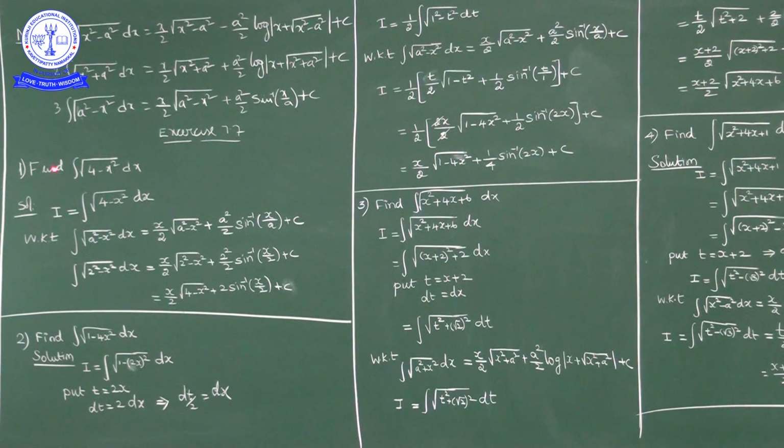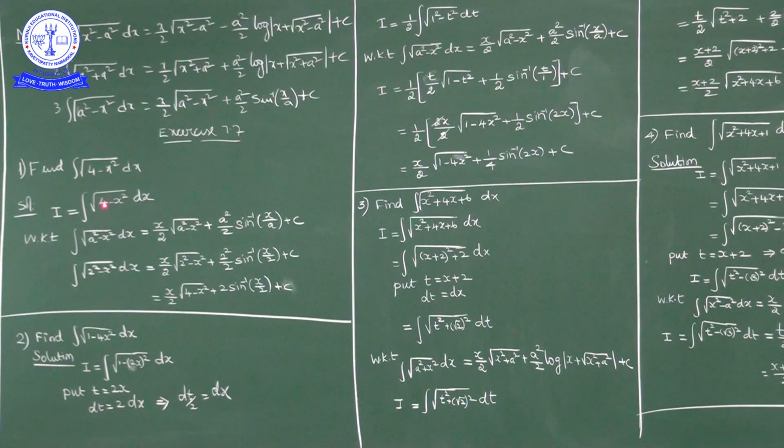First question, find integral of square root of 4 minus x square dx. Okay. Already we know this formula. Integral of square root of a square minus x square dx is equal to x by 2 into square root of a square minus x square plus a square by 2 into sin inverse of x by a plus c. Okay. Here what is the question given? Integral of square root of 4 minus x square dx.